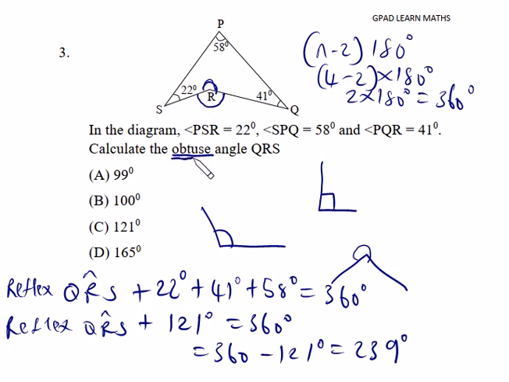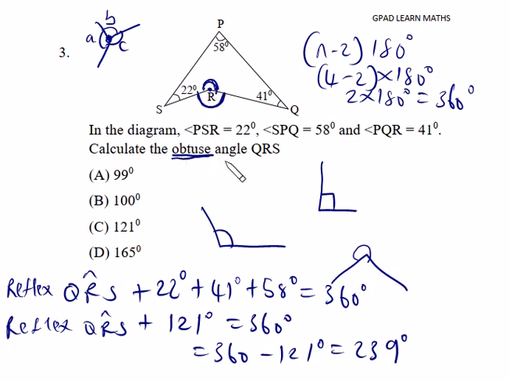Remember, I was asked to find the obtuse angle QRS. So how do I get the obtuse angle? Now that I have this angle here, remember these two angles I'm marking, they are angles at a point, and the sum of angles at a point is equal to 360 degrees. What does that really mean? Let's say I have angles at a point here. Let's say this is angle A, angle B, and angle C. If I add the three angles, I'm going to get 360 degrees, because the sum of angles at a point is 360 degrees. So it means that these two angles should add up to 360 degrees.